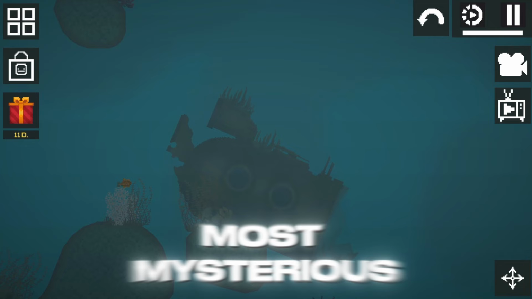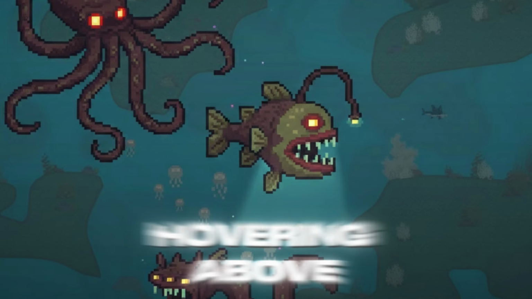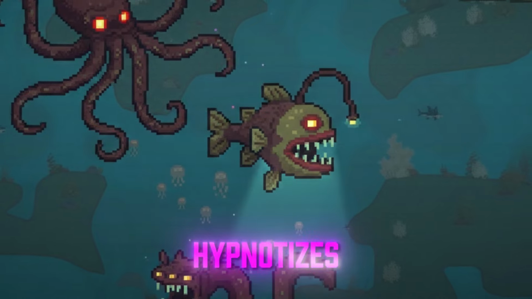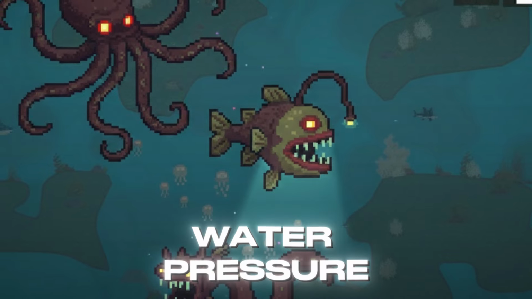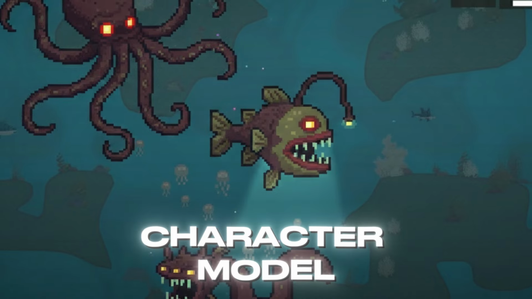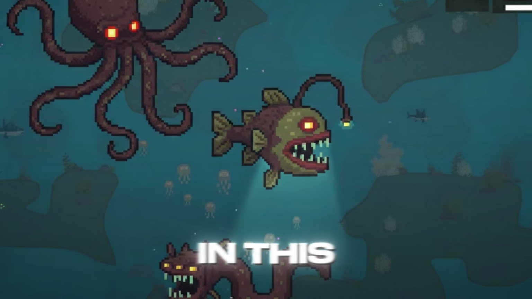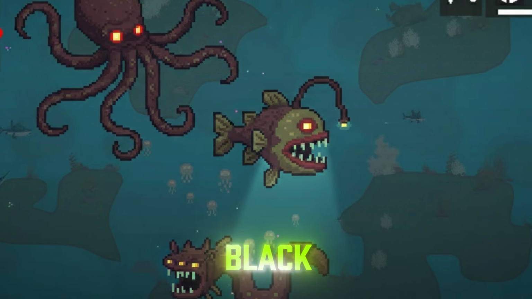But the most mysterious character in this abyss is the deep-sea anglerfish hovering above. Its lantern is not just bait for fish, but a powerful emitter that hypnotizes the player and forces them to descend lower and lower until the water pressure becomes critical for the character model. There is a theory that the angler's light is the only source of true information in this dark world, and those who follow it will eventually see what is hidden behind the black loading screen.